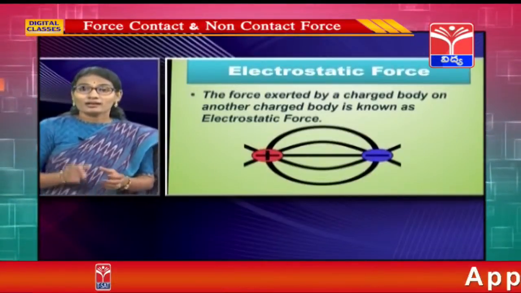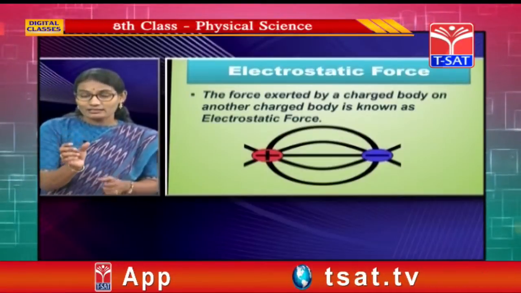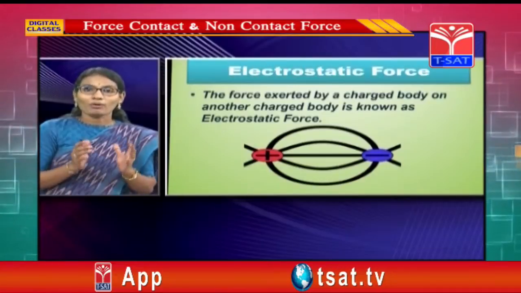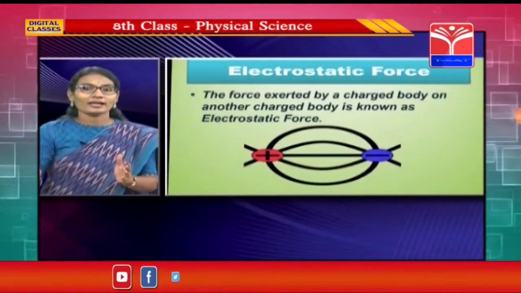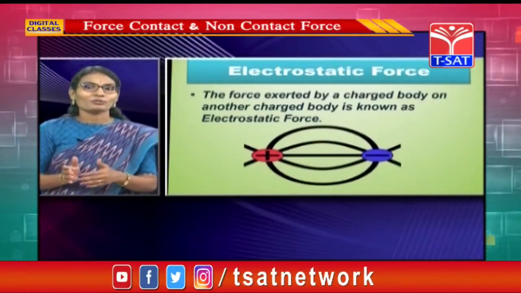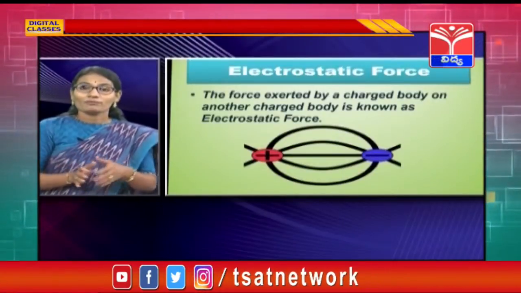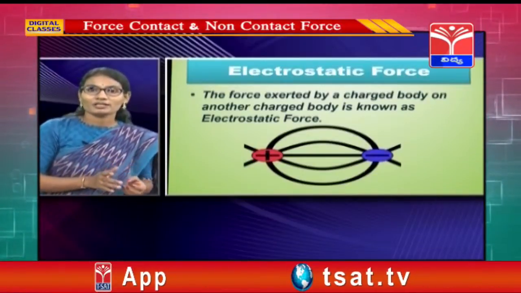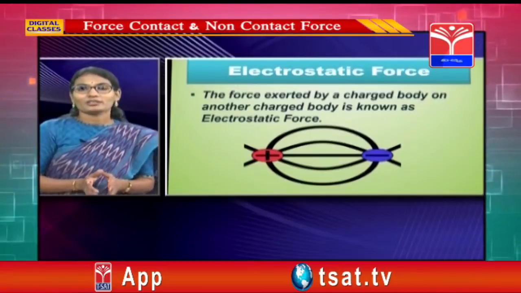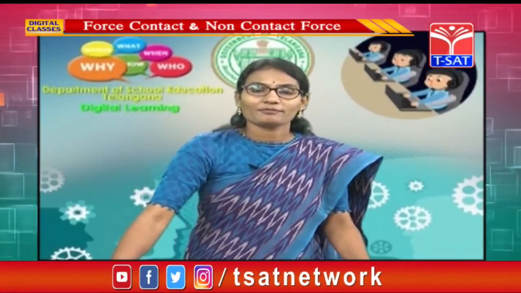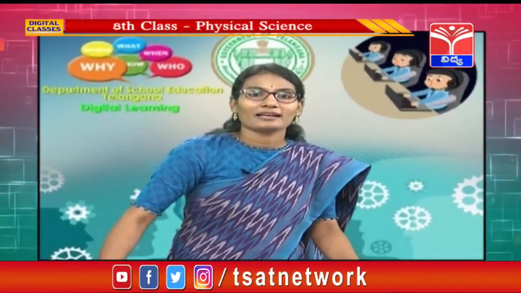What is meant by a charged body? Children, you know about the battery. The battery has a positive charge and a negative charge. When one body has a positive charge and the other body has a negative charge, both attract, like the north pole and south pole of magnets attract. When both bodies have the same charge, both positive or both negative, then they repel each other, like poles of magnets repel each other. About electrostatic force we learn in the higher classes, children.